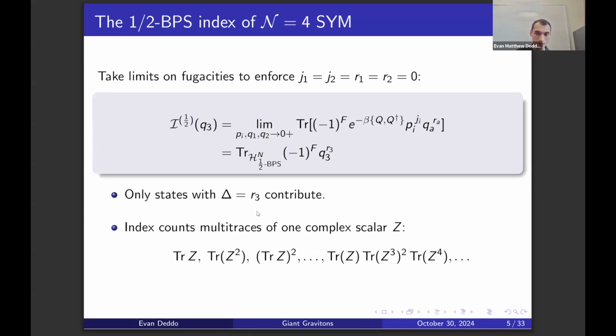The states that satisfy this condition are built from multi-traces of just one of the 3 complex scalars in N=4, which we'll call Z. Multi-traces meaning just all products of traces of different powers of this Z.